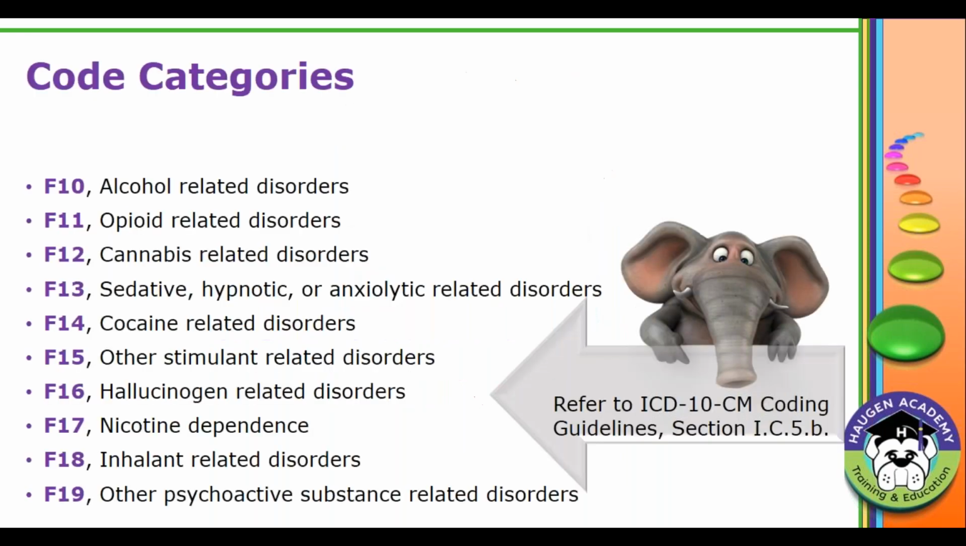And the code categories that I'm going to be talking about today fall within the F10 to F19 range. And there are coding guidelines specific to these categories of codes found in section 1.c.5.b. And I'm going to go through a couple of those. I'm also going to address some Coding Clinic articles that have come out.